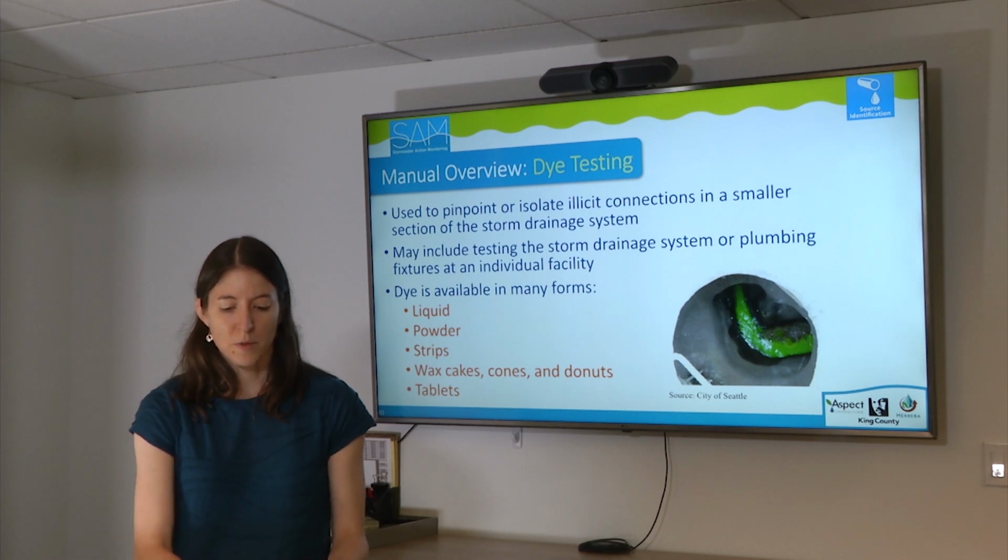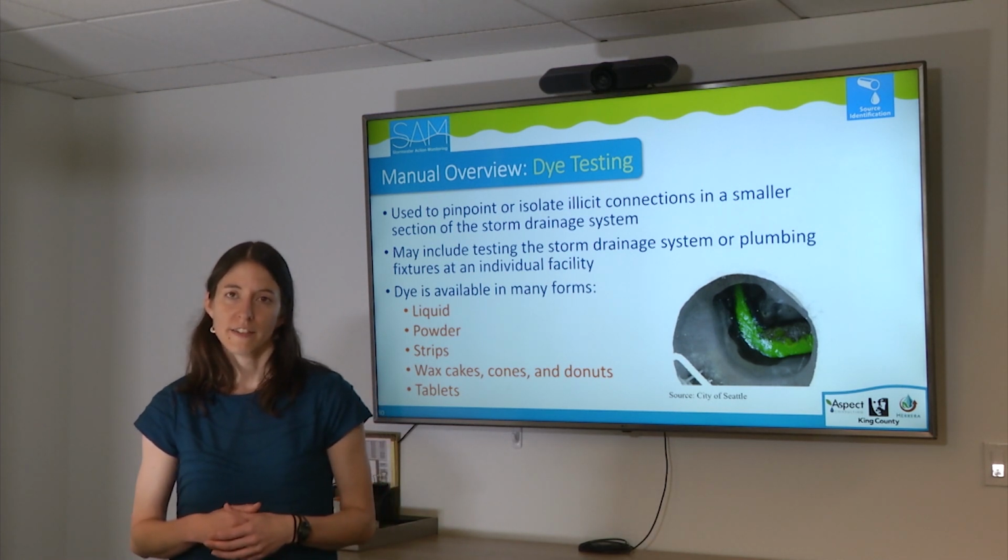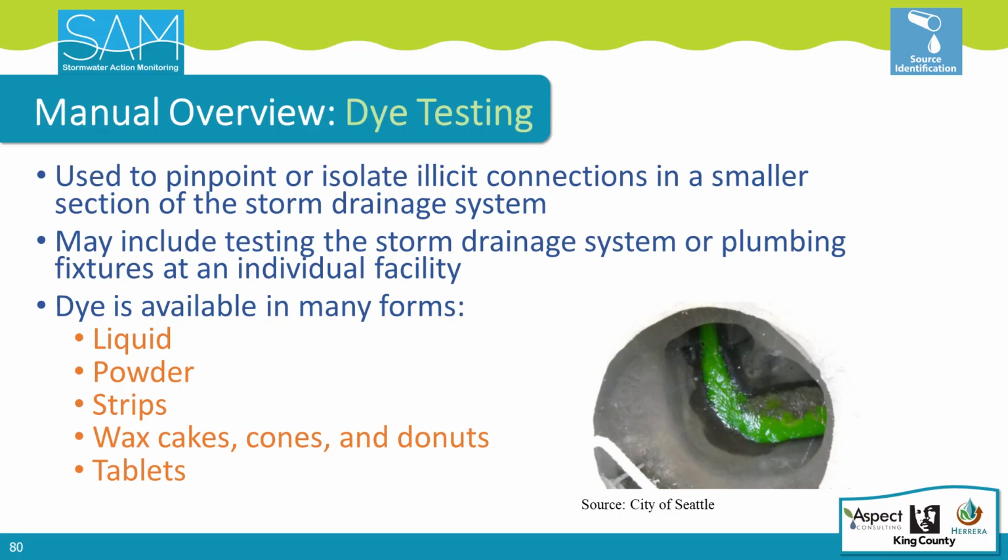The second source tracing methodology that we're going to highlight today is dye testing. So this is one that's pretty commonly used. It's used to pinpoint or isolate illicit connections in a smaller section of the storm drainage system. You can also test storm drainage system or plumbing fixtures at an individual facility. So you could go into a building and test all the toilets and sinks and things like that.